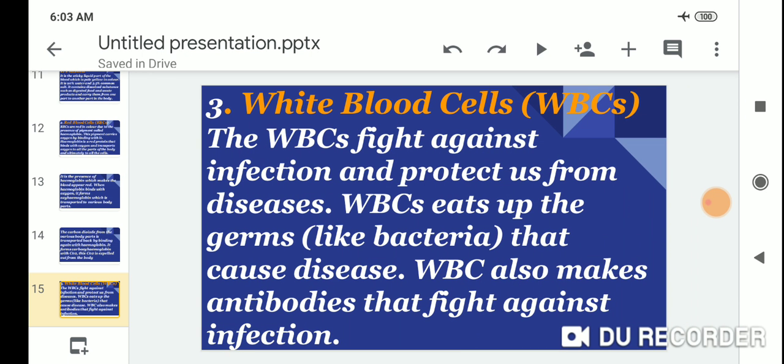The third one is white blood cells, the short form of which is WBCs. WBCs fight against infection and protect us from disease. WBCs eat up germs like bacteria that cause disease. WBCs also make antibodies that fight against infection.